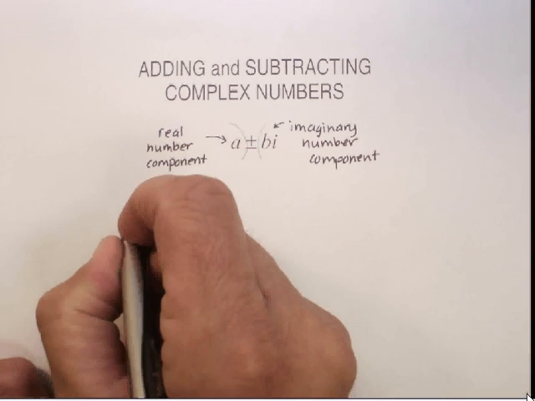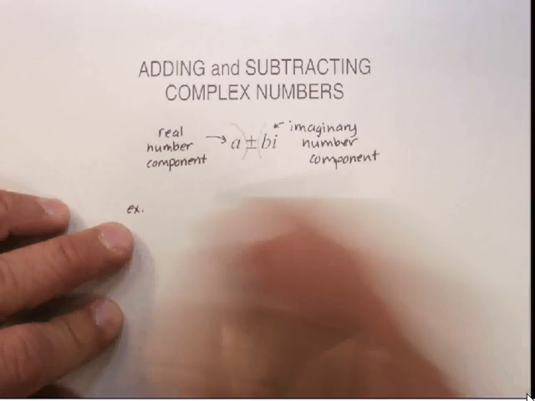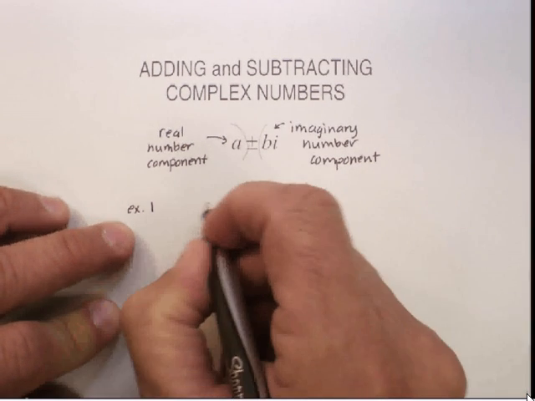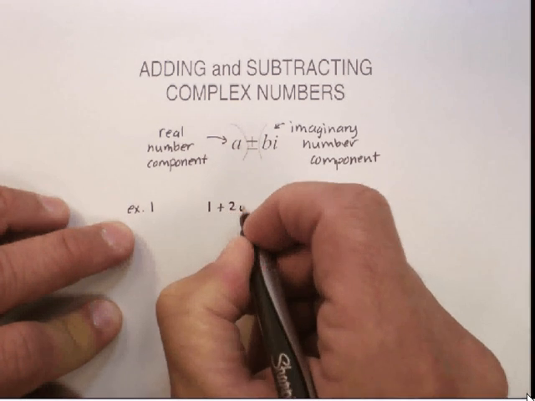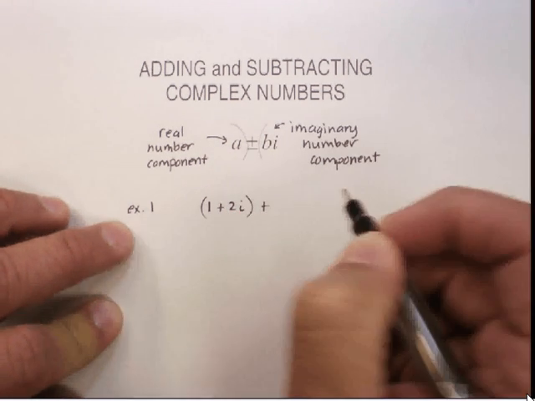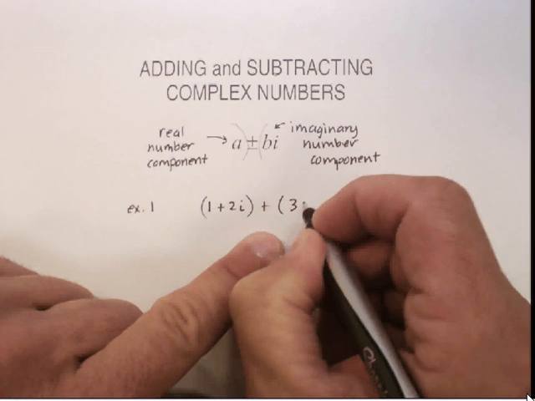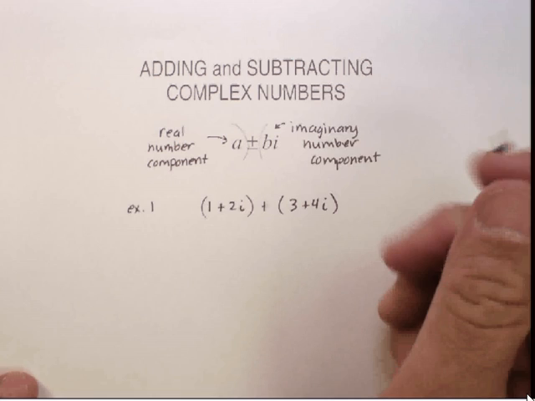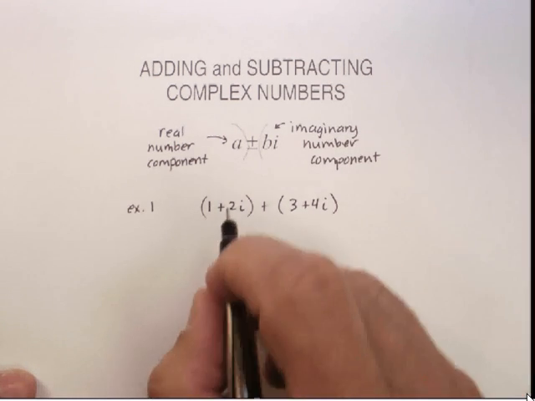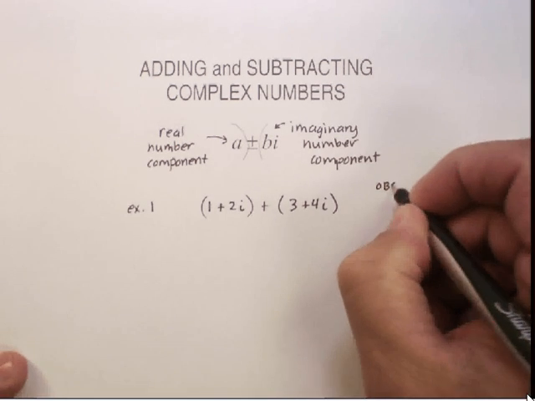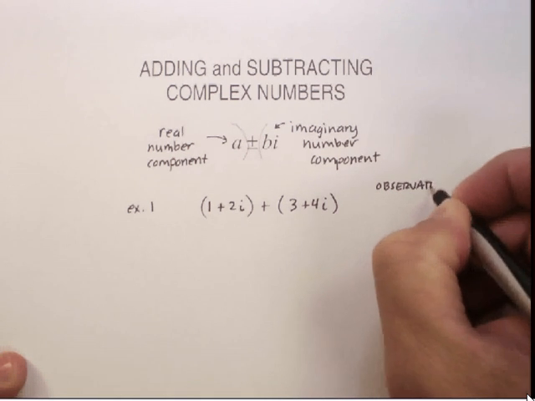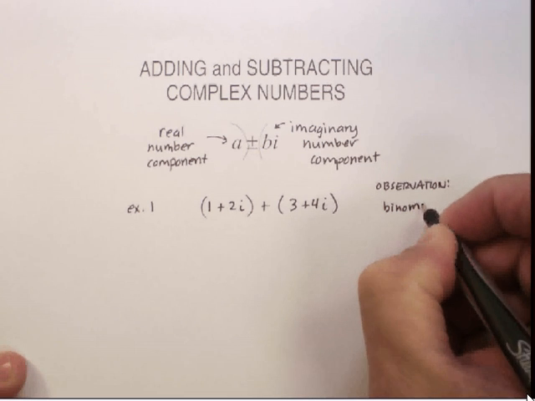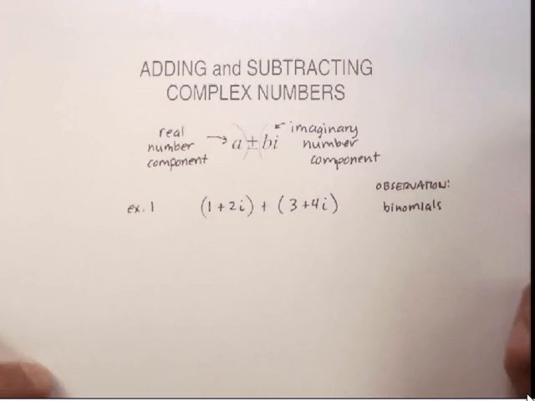Now, what we want to do in this video, again, is show you how to add and subtract these. So let me just make two random complex numbers. One, let's say 1 plus 2i, and then let's add that to 3 plus 4i. Now I want you to make a couple of observations about these complex numbers. You might notice, for example, that they are binomials. And if they're binomials, they will follow all the rules that you have with binomials.